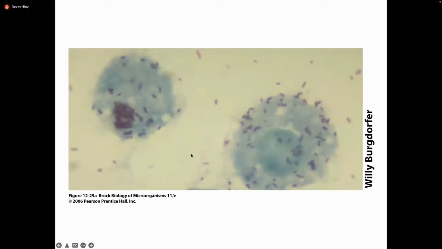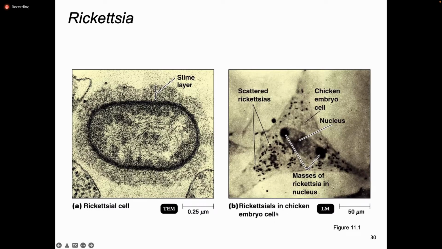Let me show their presence in the cell. In the cell, you can see some maybe in the nucleus, some in the cytoplasm, and this is clearer. In a chicken embryo, when magnified, we can see this Rickettsia with a large, thick slime layer. But compared to the chicken cell, we can see it's very small, both in the nucleus and in the cytoplasm. So these are intracellular parasites, small, and they need transfer by insect from one host to another host.